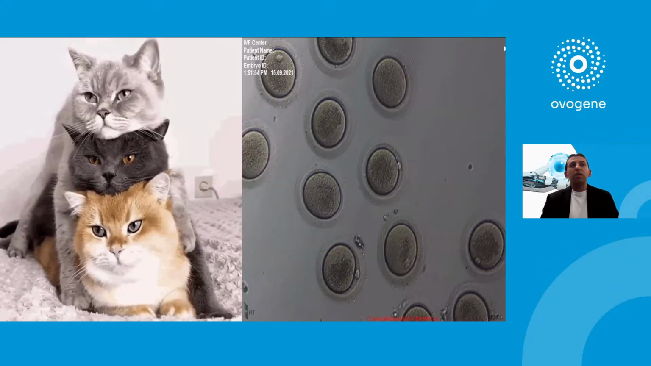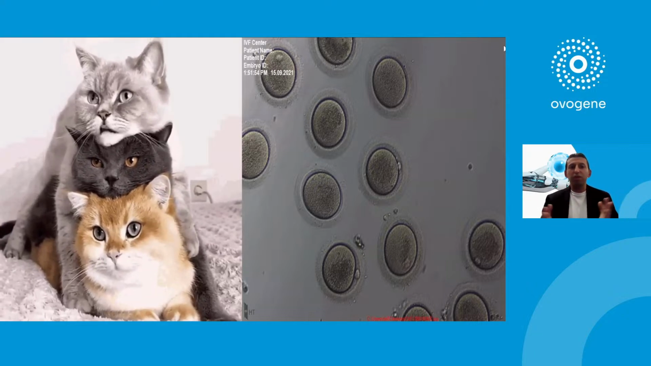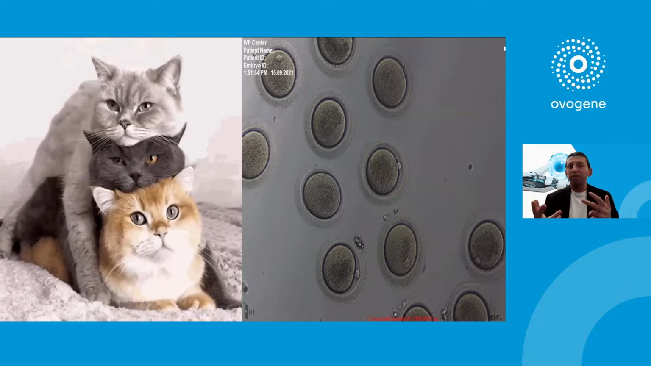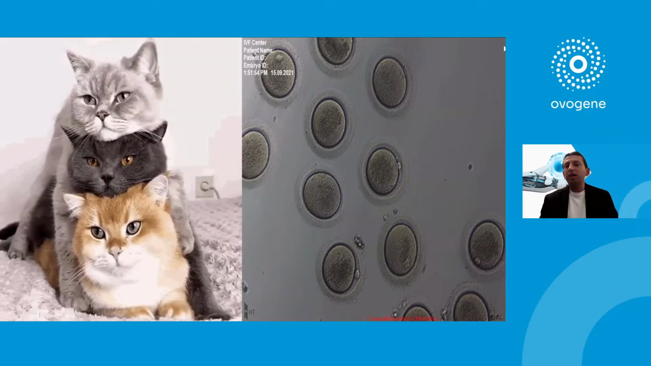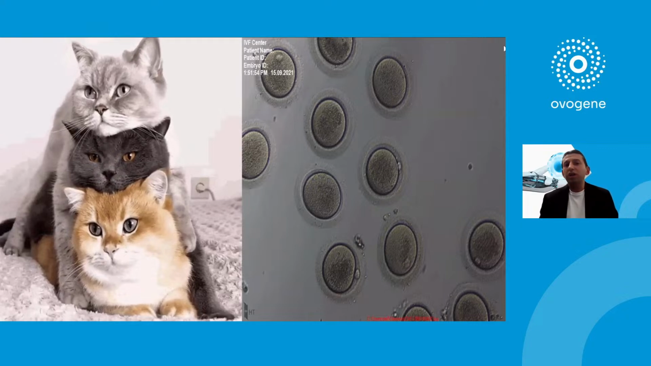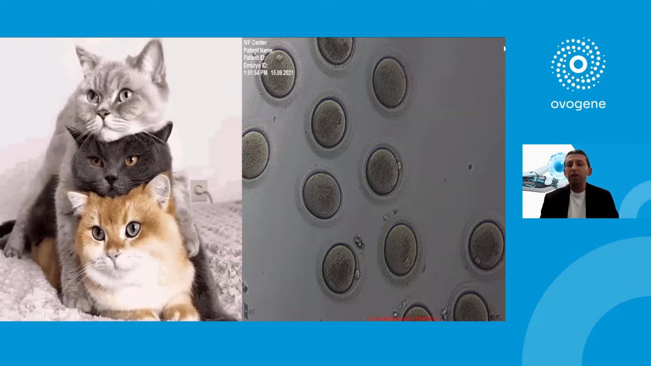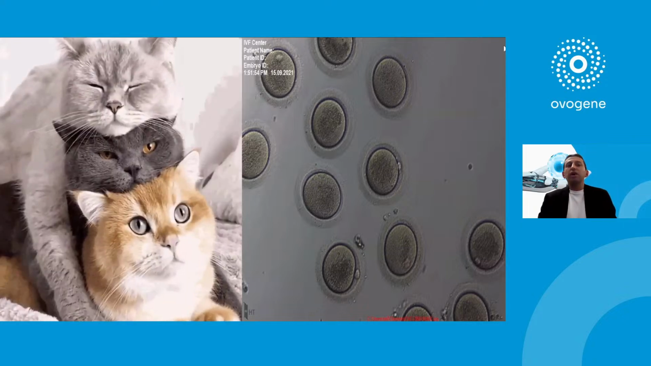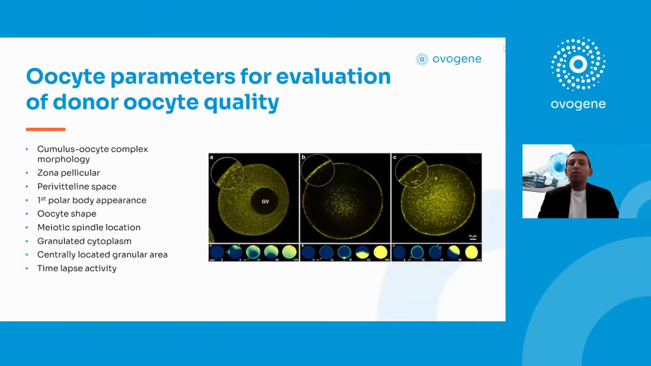As we know, looking at the three cats on the left side, you cannot say which is sweeter than another, so all of them look amazing. But an oocyte is not like this. As we know morphologically, each oocyte differs at the morphokinetic level. That's why we should evaluate oocyte parameters as donor oocyte quality and quantity. For that, our AI system focuses mostly on zona pellucida thickness, which we call birefringence, perivitelline space, the first polar body appearance and shape, the meiotic spindle, and also the time-lapse activity.